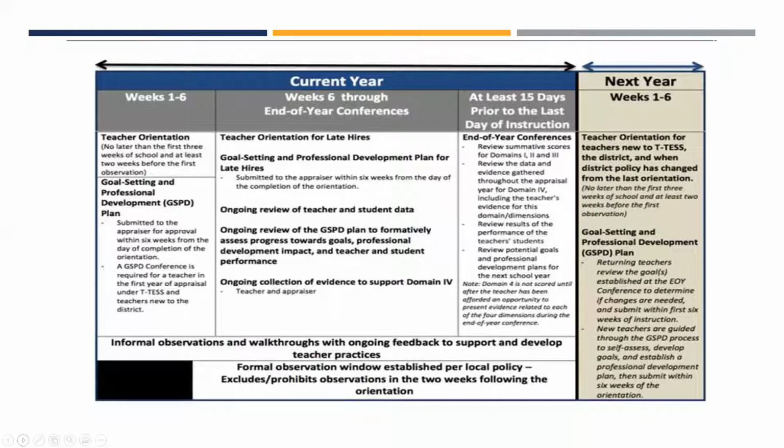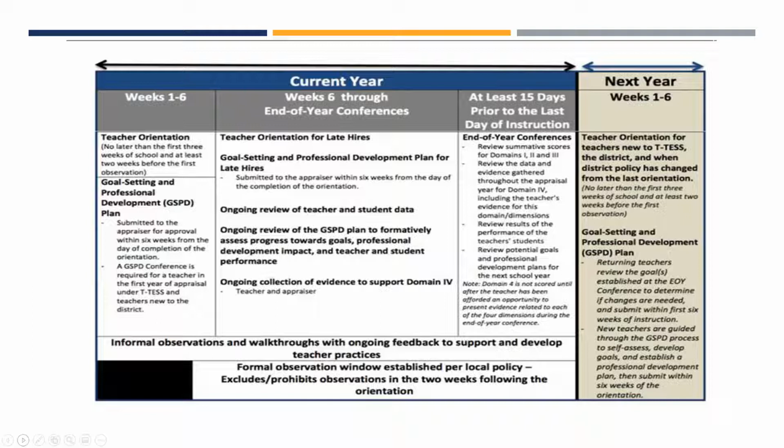So this is a timeline that tells you the rules and the laws behind the teacher evaluation system. During weeks 1 through 6, you will have a teacher orientation. That will be for the people who maybe came from a district that didn't do T-TESS as their evaluation system. But no later than the first 3 weeks of school and at least 2 weeks before the first observation, you have to have teacher orientation.